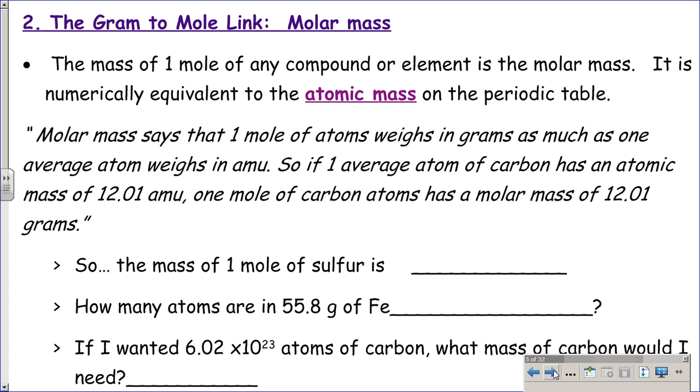We just care that everything we're talking about now, we're going to talk in gram form and not AMU form. So this is what this is referring to. The mass of 1 mole of any compound or element is the molar mass. We just talked about that. It's numerically equivalent to the atomic mass, AMUs, on the periodic table. So it's saying it's equivalent. So let's just say, never deal with AMUs anymore, deal with grams.